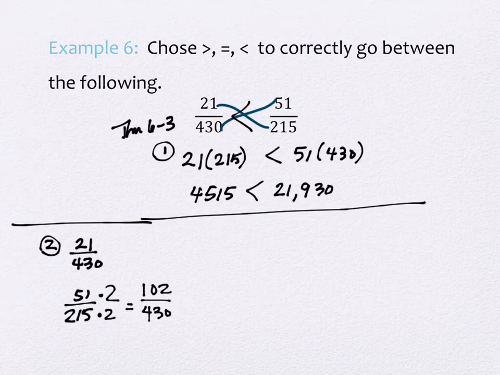$51 times 2 is 102, right? Whew, goodness, it's a hard day, isn't it? 102. Okay, obviously, 102 is bigger than 21, yeah? Okay, so the first fraction would then again be smaller than the second fraction, proven by using common denominators.